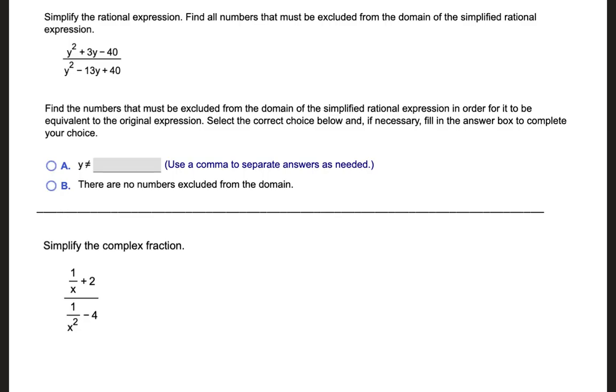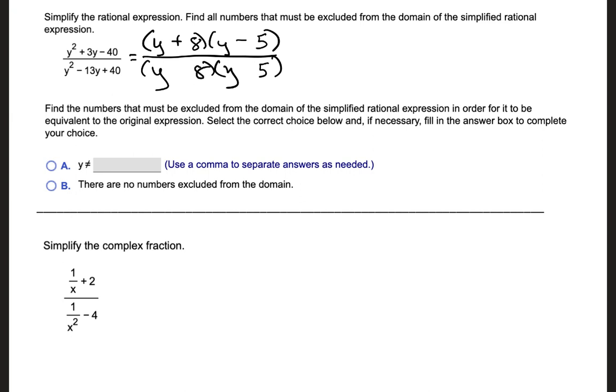Simplify the rational expression. Okay, very simple. To simplify, you are going to factor the top and factor the bottom and look for things that cross out. So let's factor the numerator. y times y, and then 40 will do what? 8 times 5? Okay, it's negative 40. We want positive 3, so positive 8 minus 5. There. The bottom, we have 40. Let's do 8 times 5 again.